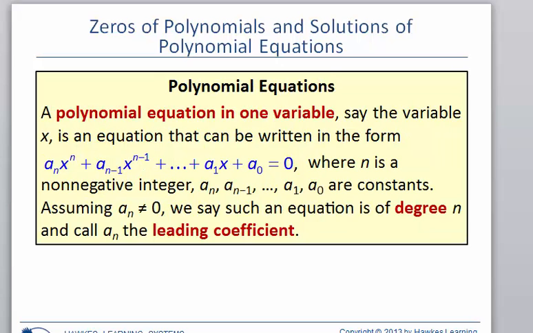A polynomial equation in one variable, say the variable x, is an equation that can be written in the form a sub n times x to the nth plus a sub n minus 1 times x to the n minus 1 and so forth is equal to 0, where n is a non-negative integer. The a values are constants. Assuming your leading coefficient is not equal to 0, we say that such an equation is of degree n. Let's begin with an example and try to illustrate what is being discussed in these definitions.